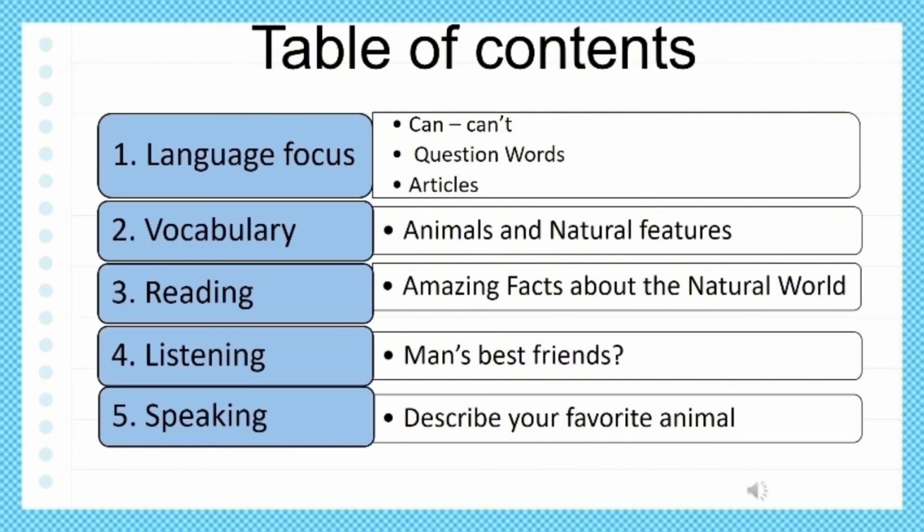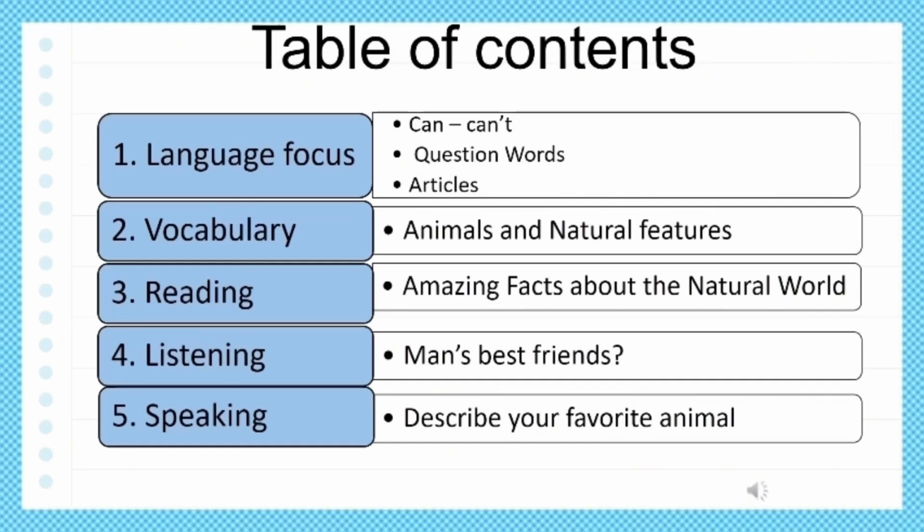In this lesson, we'll focus on different skills: language, vocabulary, reading, listening, and speaking. First, we'll look at some grammar points. We'll learn how to use can and can't, review question words, and practice articles. Next, we'll study new vocabulary about animals and natural features, words to describe the natural world.